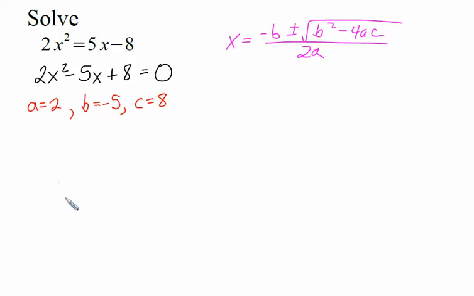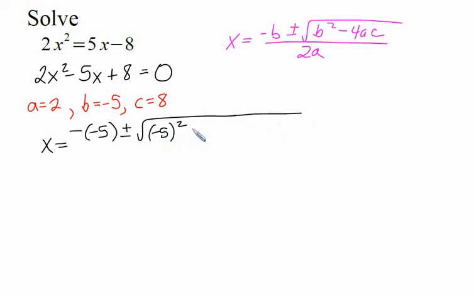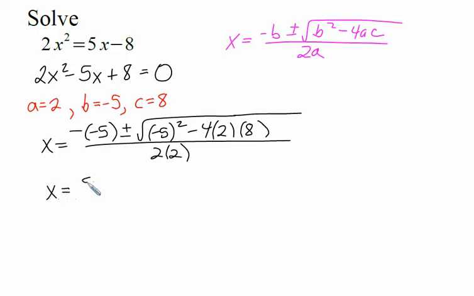So now we simply plug things into that formula. X is equal to the opposite of b, which is the opposite of negative 5, plus or minus the square root of negative 5. Make sure you put a negative in parentheses there when we square it, minus 4 times a times c, all divided by 2 times a. So in this case, x is 5 plus or minus the square root. That's going to be 25, and then we're going to have a negative 8 times 8 is minus 64. We get all divided by 4.